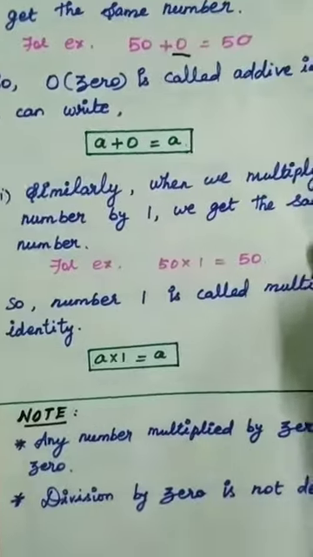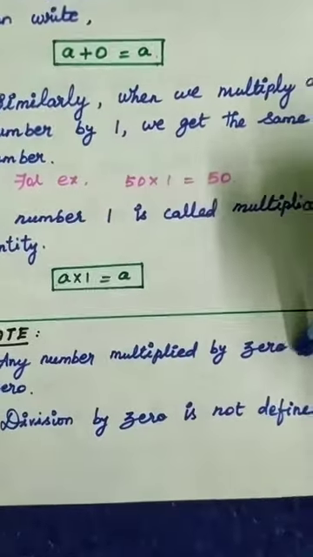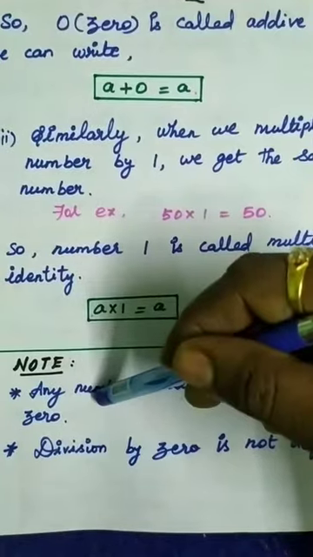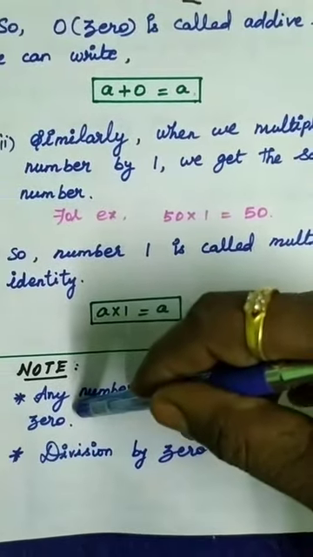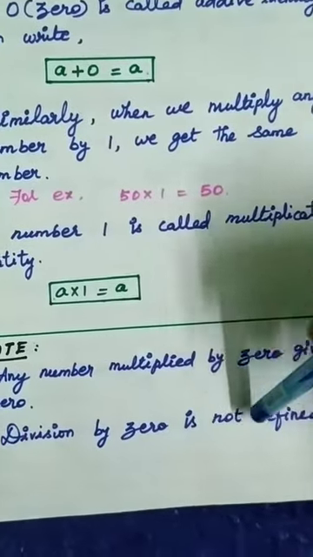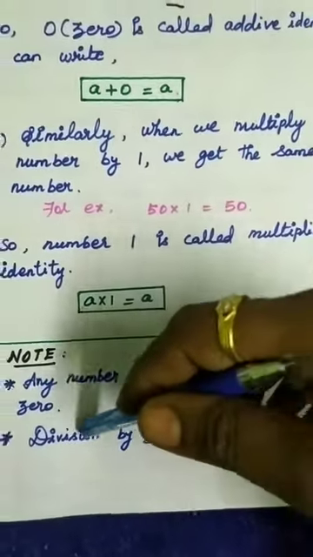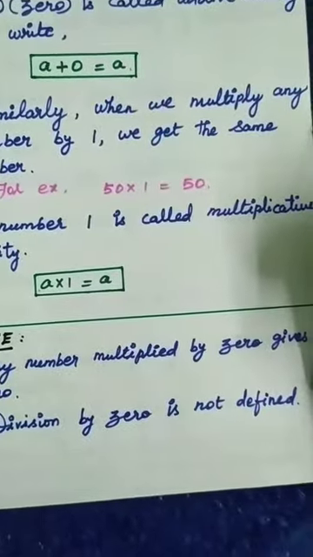Note down, any number multiplied by 0 gives 0. You know very well. Division by 0 is not defined. Any number divided by 0 is not defined.